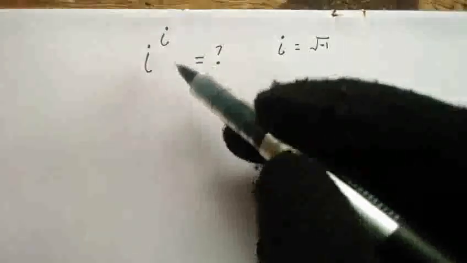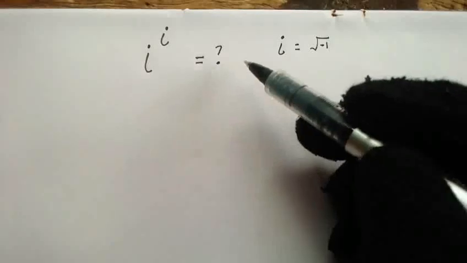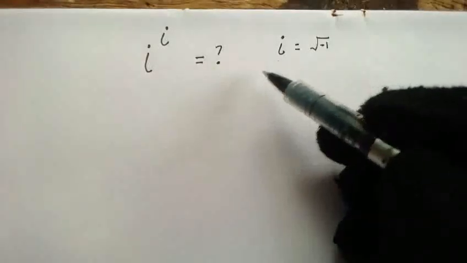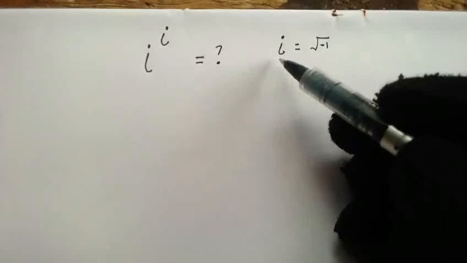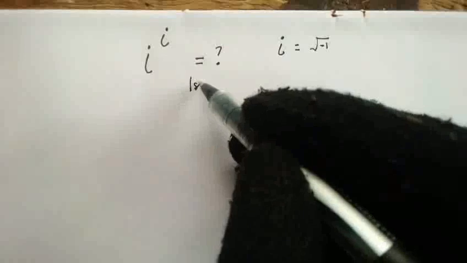Here I will be presenting two different methods of solving this problem. The question here is I to the power of I. Is it going to be real or complex? We don't know yet because I here is an imaginary unit. Now my first method is going to be awesome.